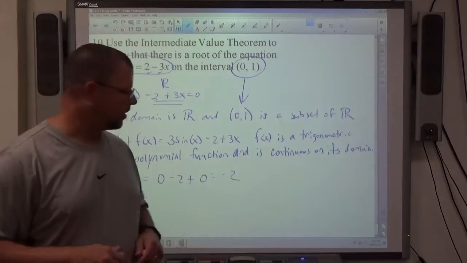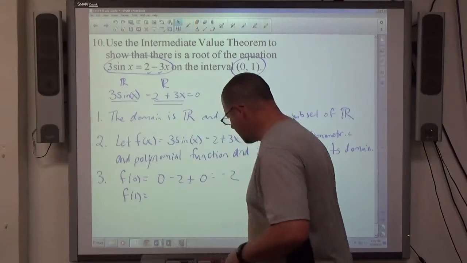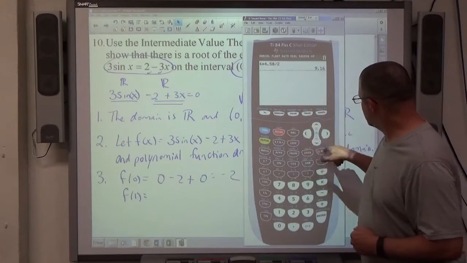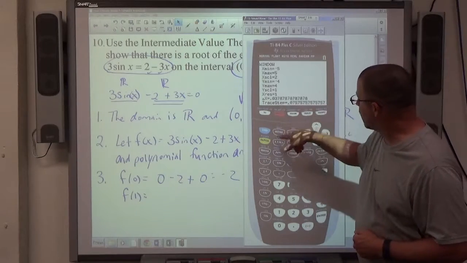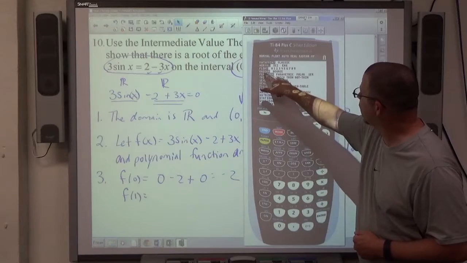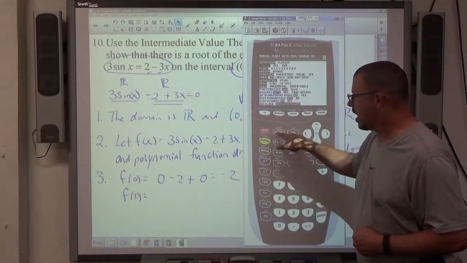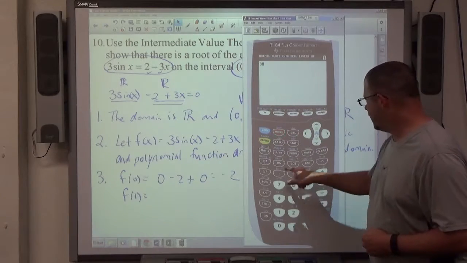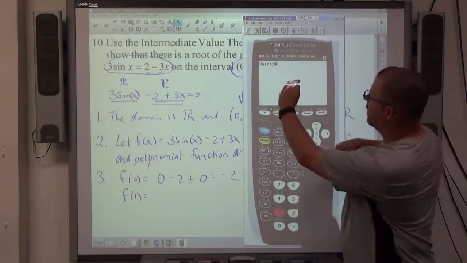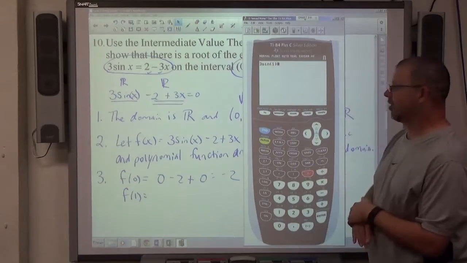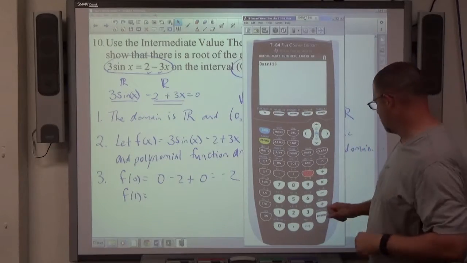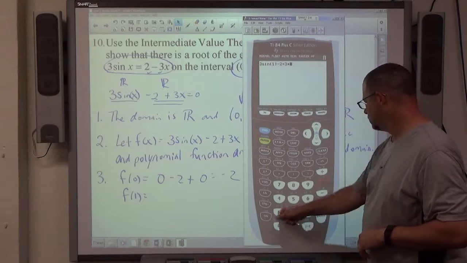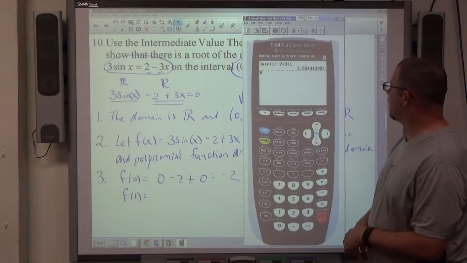1 isn't quite as easy because I don't know the sine of 1 off the top of my head. If you're evaluating trigonometric functions, make sure you're in radians mode. If I push the right button here, radian mode, okay? And I'm going to just type in, for 1, 3 sine of x, x equals 1, minus 2 plus 3 times 1 equals. That comes out to 3.5244.